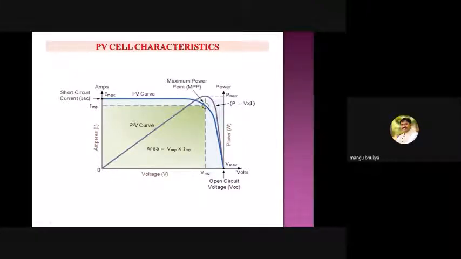Even though current remains constant, as voltage is increasing, power is increasing. And that power from the panel reaches its maximum value, which we call the peak power, the maximum power point. So this is very, very important. This is called the maximum power point.